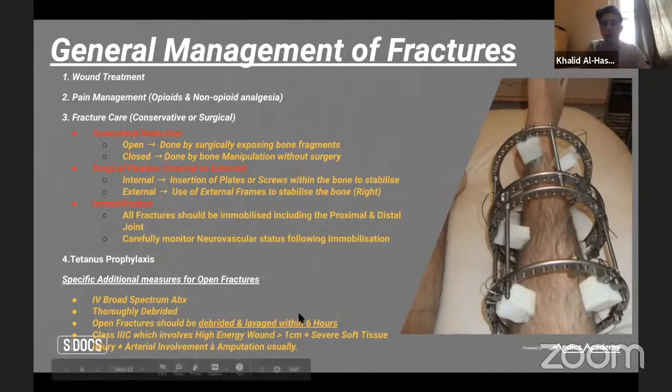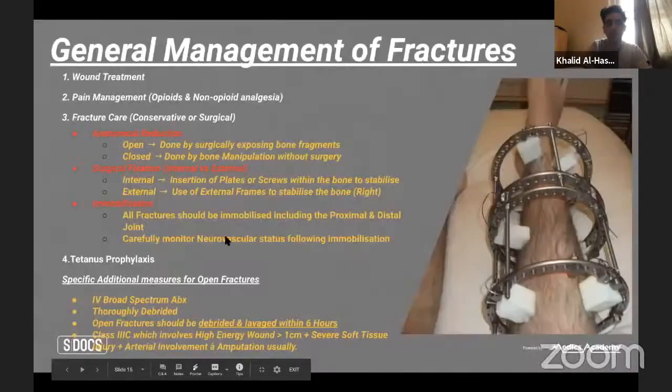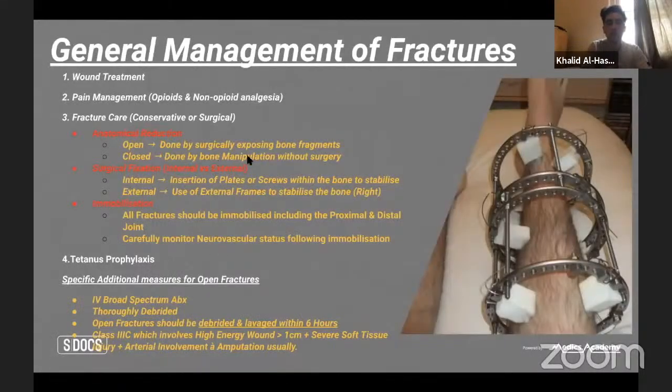Before we tend to do fixation, we generally tend to do reduction by bringing the pieces back together first. Closed can be done by bone manipulation without surgery. If you've looked at orthopedic surgery in the past, what you'll notice is that some surgeons tend to opt to not do open reduction and can opt to do closed reduction, manually manipulating the pieces of bone and bringing them closer together.